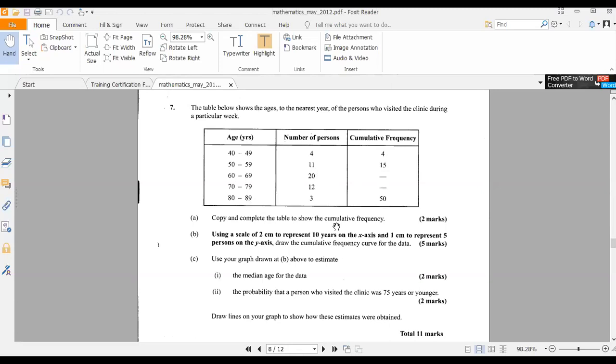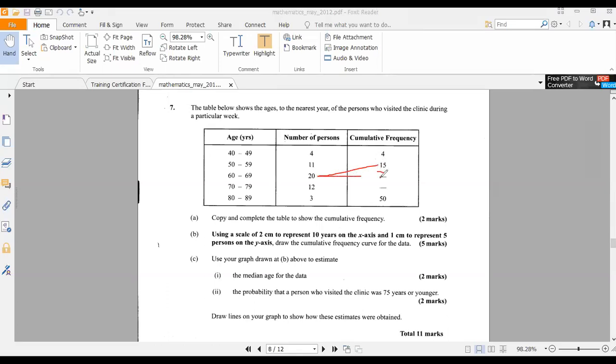4 and 11 give 15. So 11 and 20 give you 31. No, not 11 and 20. You add a 15 and a 20, which gives you what? 35.